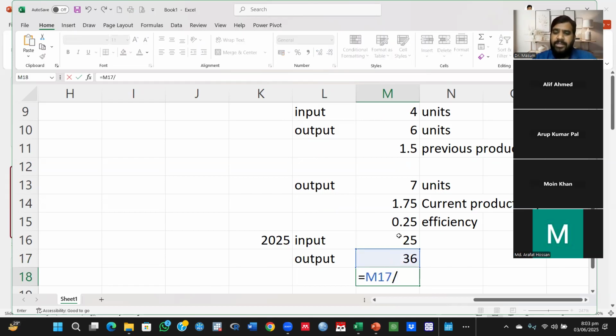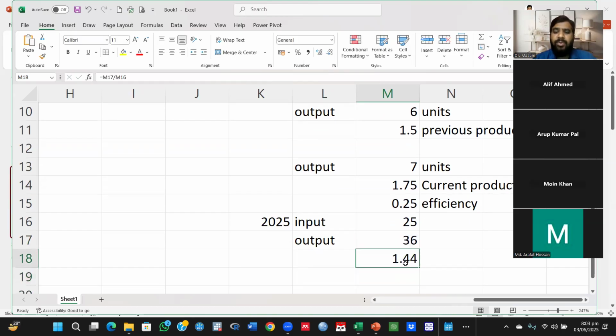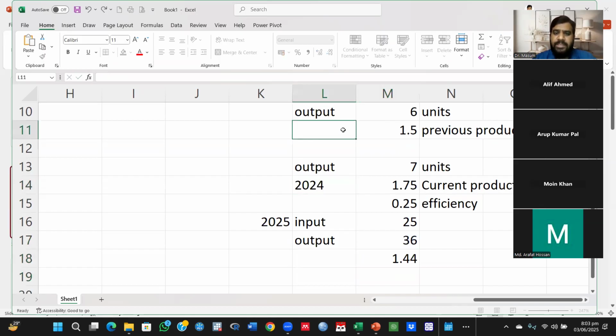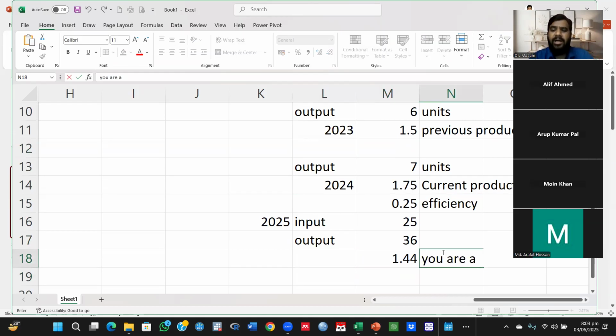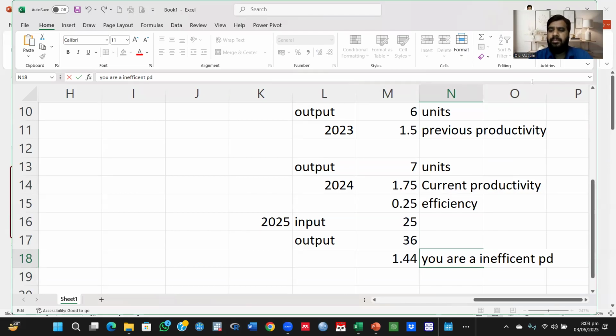Productivity is 1.44. So if you think that this is the productivity in 2024, this is the productivity in 2023. So can you say whether your productivity has improved or declined? Declined, sir. So that means you are an inefficient production manager. The conclusion is that you are an inefficient production manager.